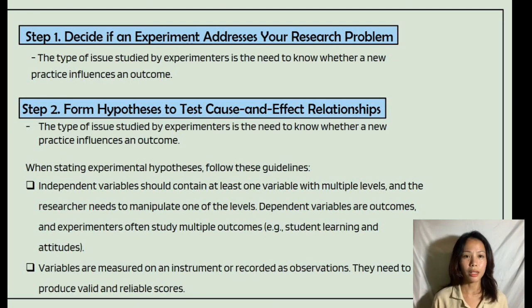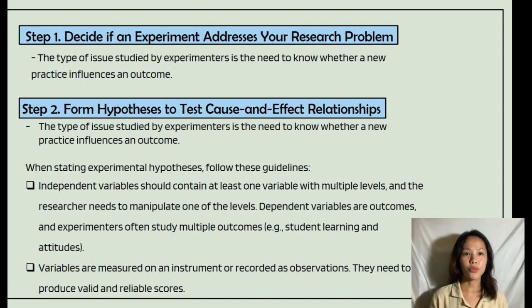The research problem stays set as a foundation for the entire study. The type of issues studied by experimenters is the need to know whether a new practice influences an outcome. By conducting experiments, researchers can systematically test the effectiveness of new interventions, treatments, or practices, and also provide valuable insights into their efficacy and potential benefits.